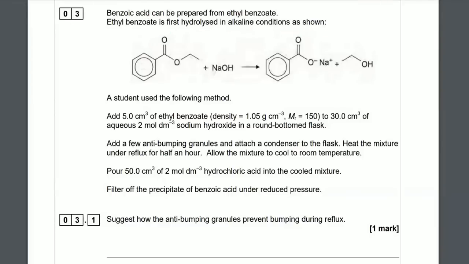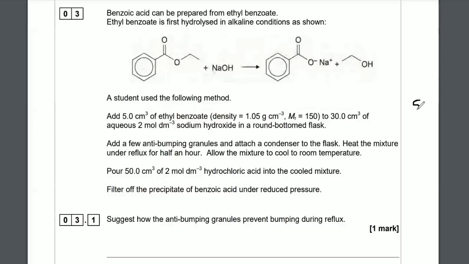Question 3. Benzoic acid can be prepared from ethyl benzoate. Ethyl benzoate is first hydrolyzed in alkaline conditions as shown. So we've got ethyl benzoate, which is an ester, plus sodium hydroxide, and that is going to form sodium benzoate and ethanol.